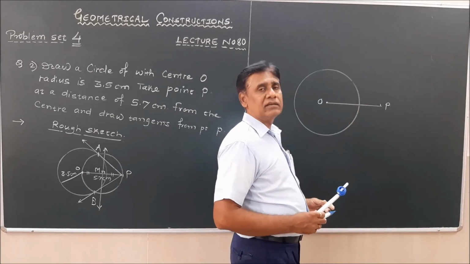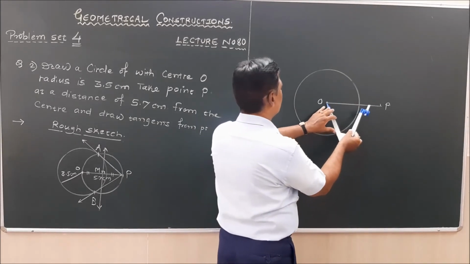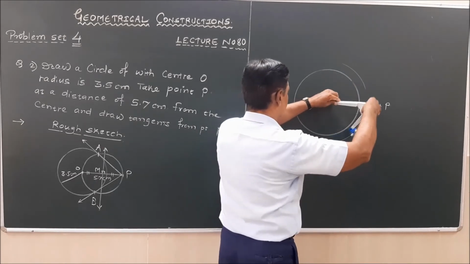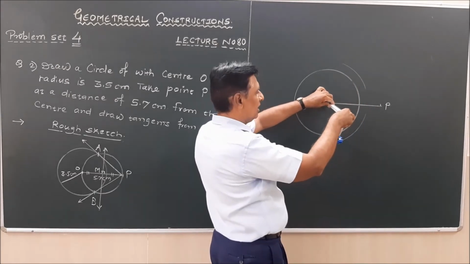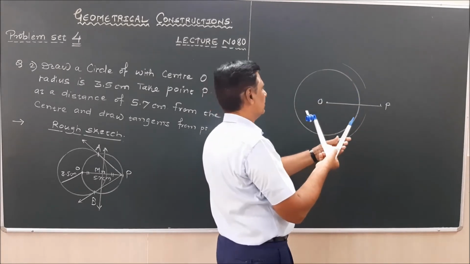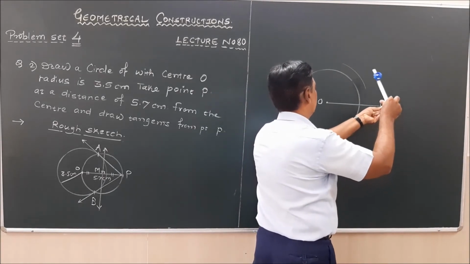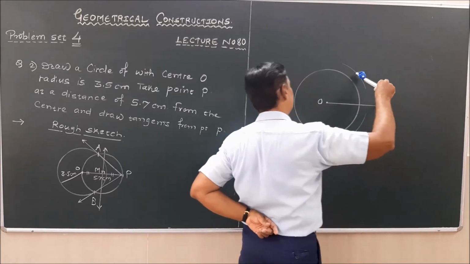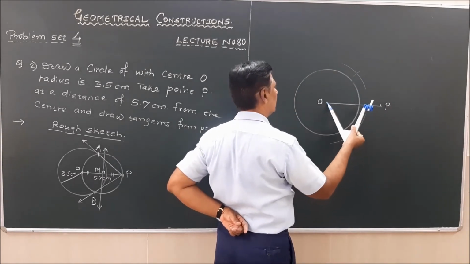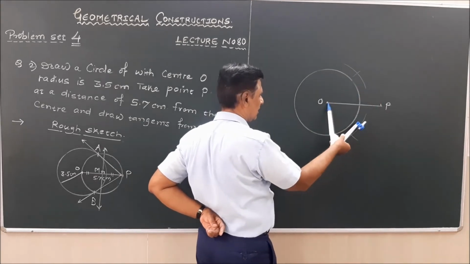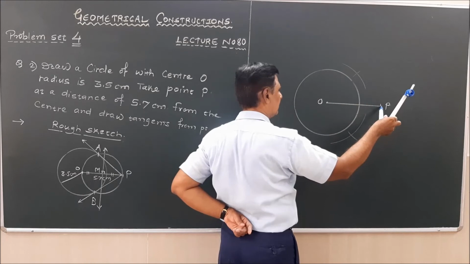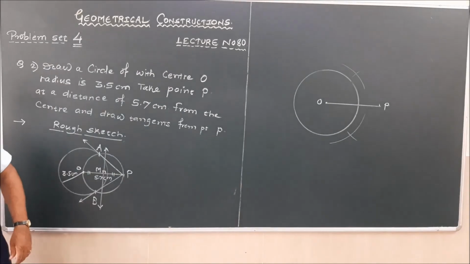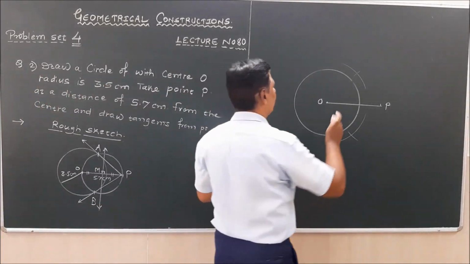Draw the perpendicular bisector of OP. Place the metal point on O. Take a distance more than half. Draw two arcs. Finished. Don't change this distance. Very important. Place the metal point on P. Draw arcs intersecting the previously drawn arcs. Again, you see, same distance. Draw a perpendicular bisector. Draw a line passing through these points of intersection.